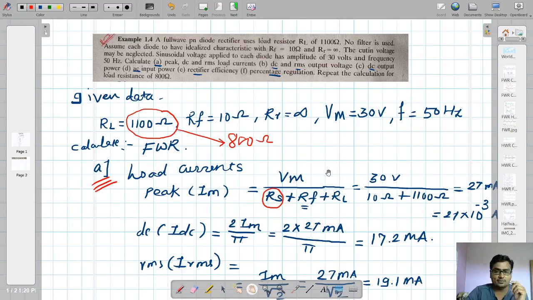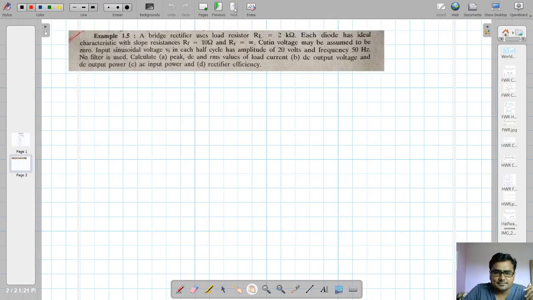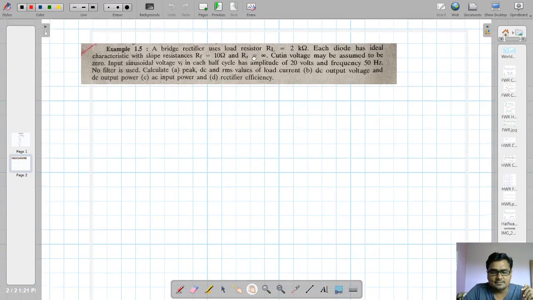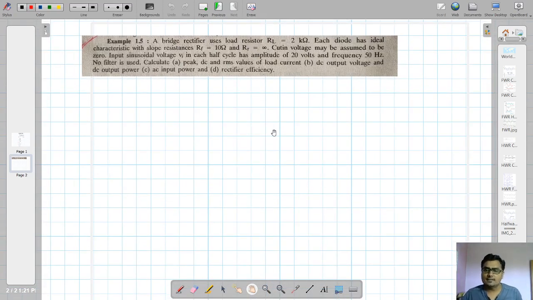Now we will see another example with a bridge rectifier. Let me check whether it is there. Yes, it is there. Now look at this. Here, a bridge rectifier. Now let us start with this.